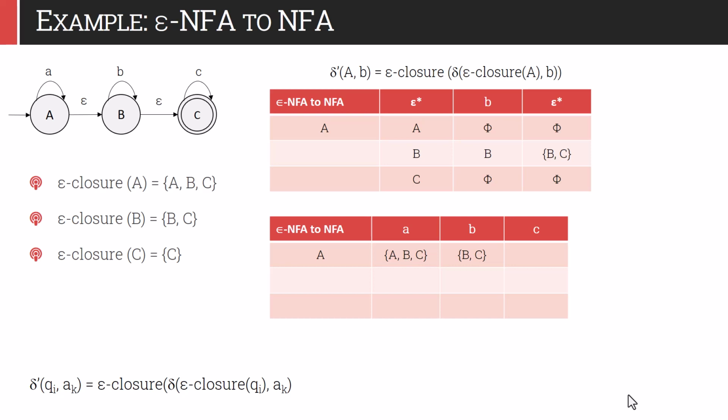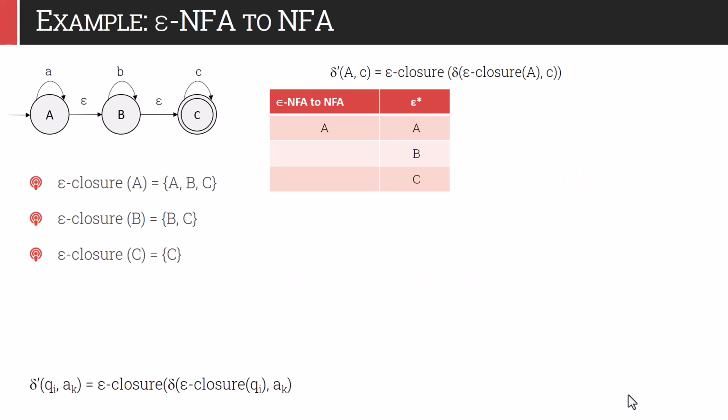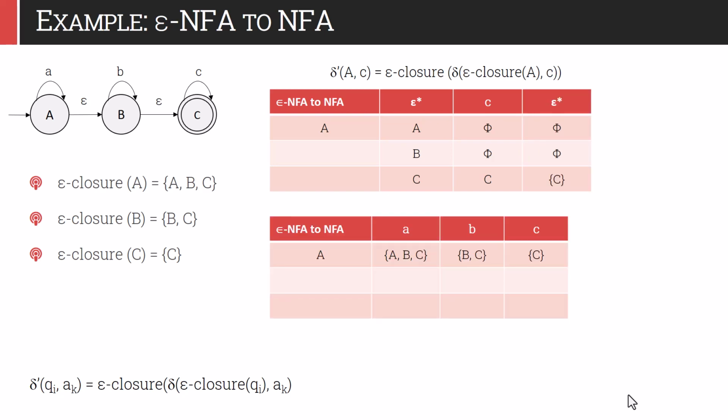Now we will compute delta dash transition function for state A on input c. So that is delta dash A comma c. Epsilon closure of A is already computed, and the delta transition function for input c would be phi, phi and C, and then epsilon closure of that would be just state C. So that entry we have to make into this transition table.